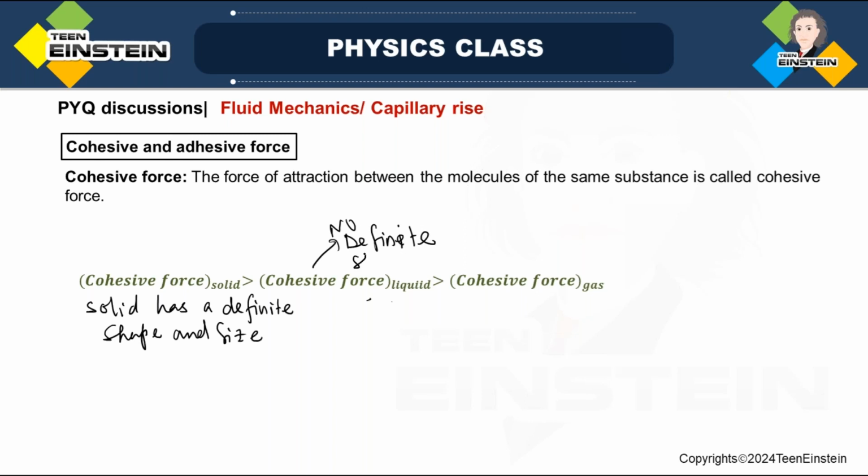Okay, definite shape. So that's why liquid has comparatively less cohesive force, but gas has no shape, no size, or no fixed volume. Okay, so that's why gas molecules have the least cohesive force, according to the strength.